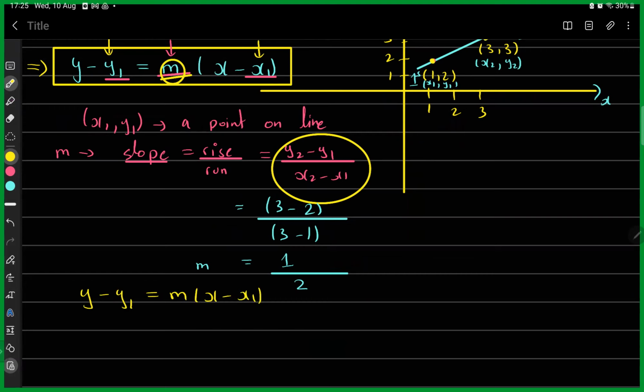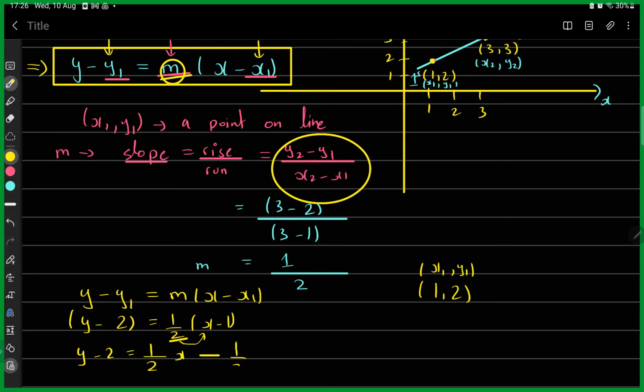So for x1 and y1, just take (1, 2). You can even take (3, 3). Just take any point lying on the line. Okay, and that would give you, if I consider (1, 2) as x1 and y1, y minus 2 equals 1 by 2 into x minus 1. And upon simplification, it's y minus 2 equals 1 by 2 multiplied by x. It would give you 1 by 2 x. And then this 1 by 2 would also be multiplied by minus 1. And that would give you minus 1 by 2.